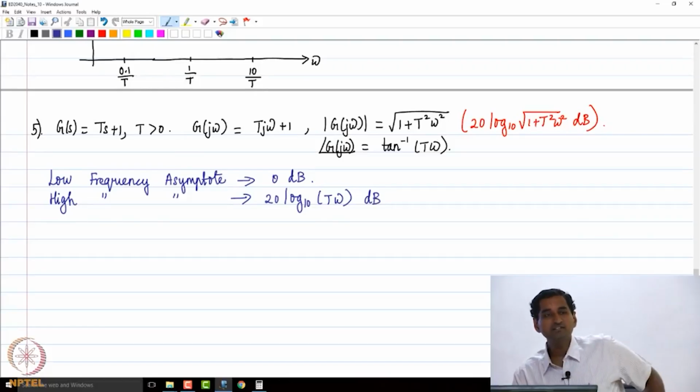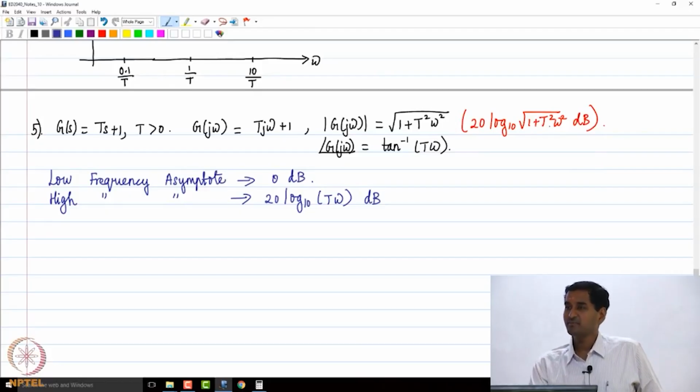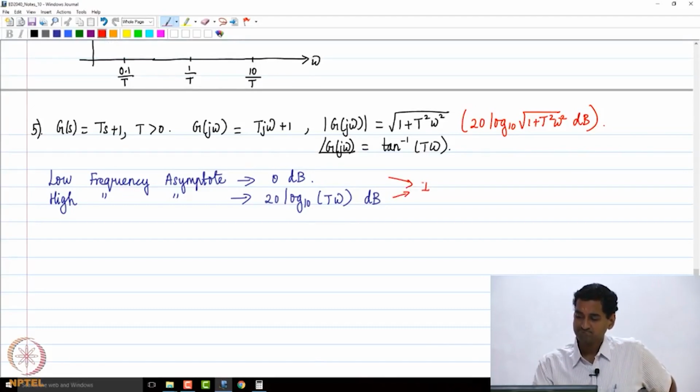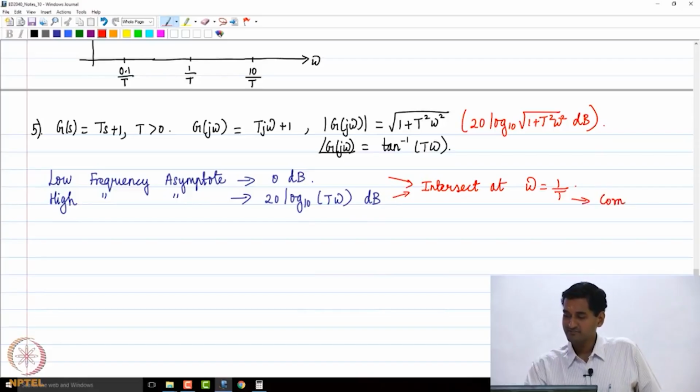Now when omega is much greater than 1 by capital T, 1 plus T squared omega squared can be approximated as T squared omega squared. Take the square root, you get T omega, that is it. So, you get 20 log of T omega. That is what you get in decibels. Now, where do they intersect? They intersect at omega equals 1 by capital T. So, omega equals 1 by capital T remains the corner frequency. No change in that, this remains the same.